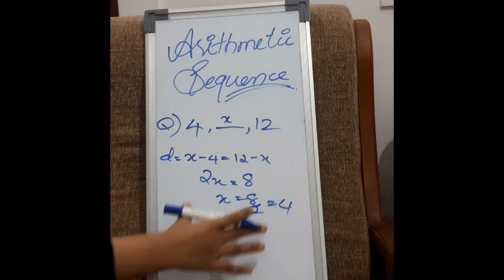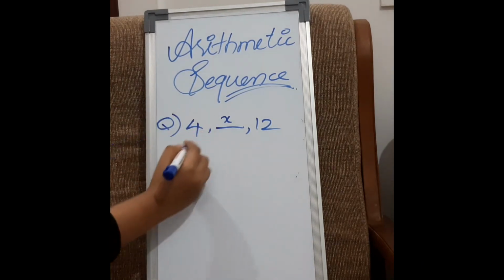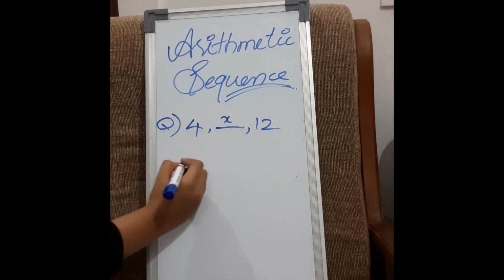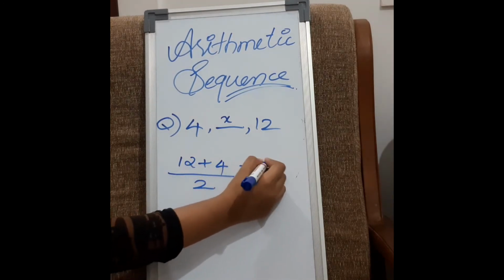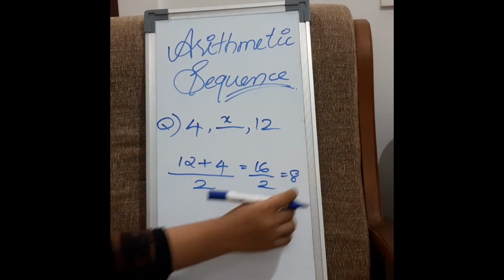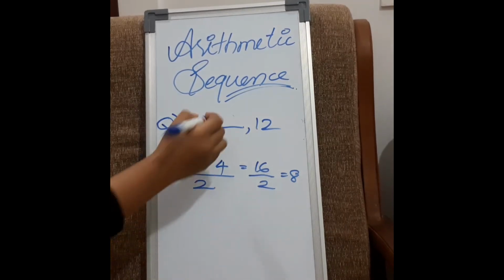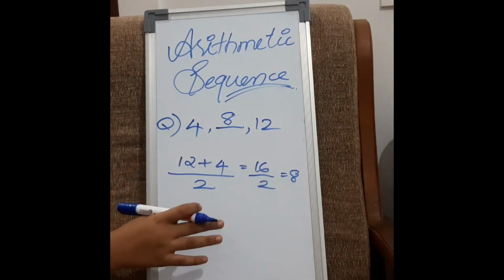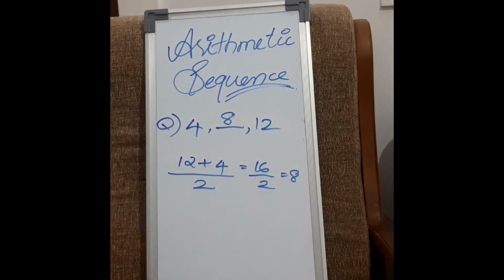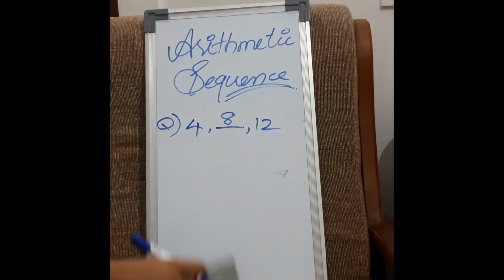But the long step is to find the common difference first. For the middle number, we can just add the other two numbers and divide by 2. 12 plus 4, that is 16, divided by 2, 8. So 8 is the number here. For the middle number, just add the numbers and divide by 2. Now we can find the common difference of the sequence. Just subtract 8 minus 4, which is equal to 4. So the sequence is complete.